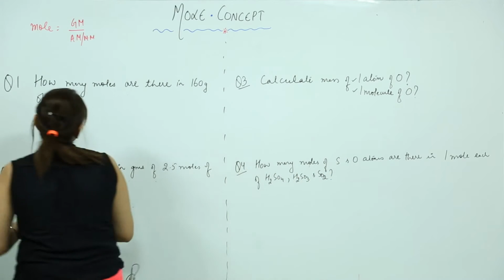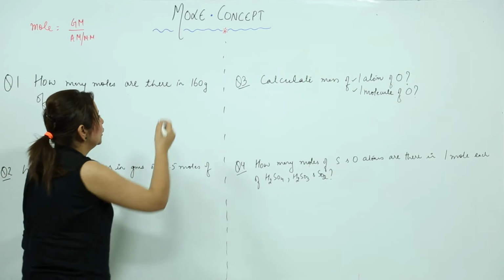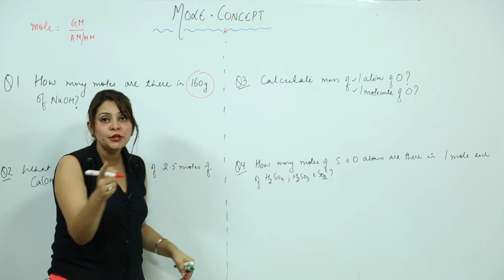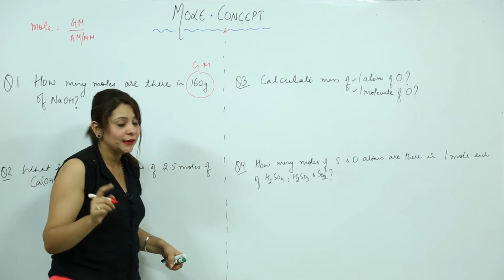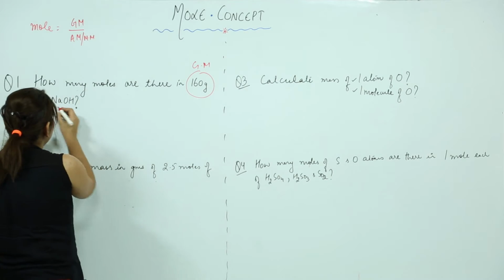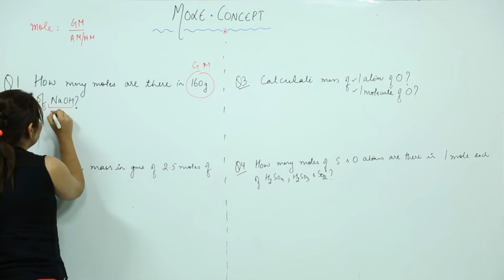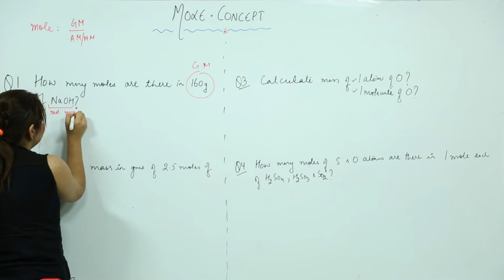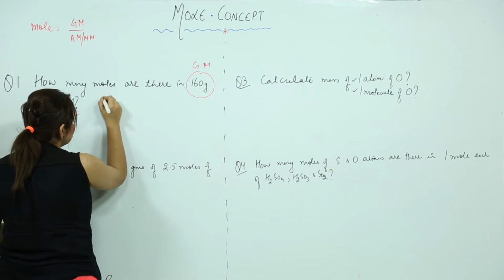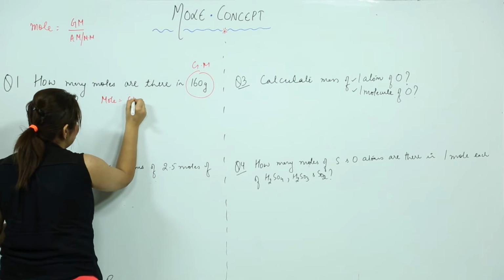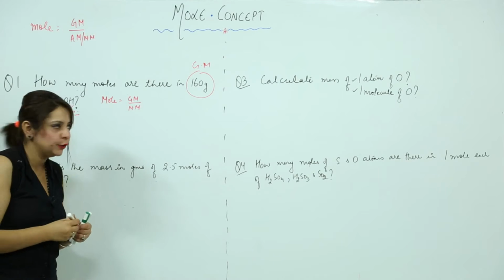So the first question is this: how many moles are there in 160 gram of NaOH? So 160 gram, as I told you, we need to find moles in 160 gram. So obviously it is going to be our given mass, right? Of NaOH. So is this an atom or a molecule? Obviously it is a molecule. So we will be having a molecular mass for it. So I am just writing the formula first. So we have mole is equal to given mass over molecular mass, because it is a molecule, right?